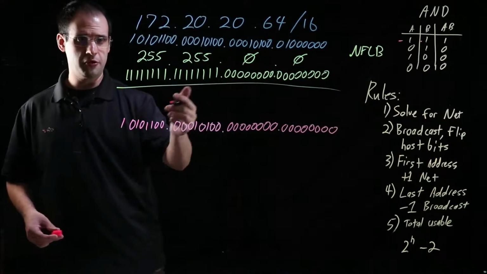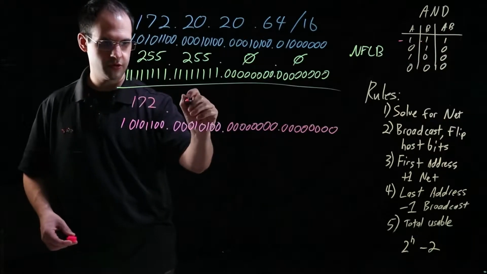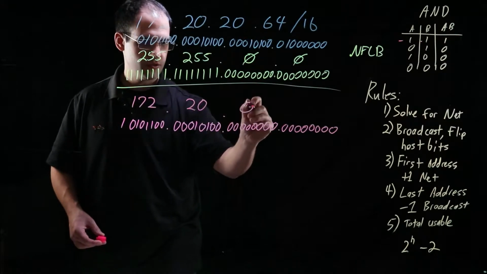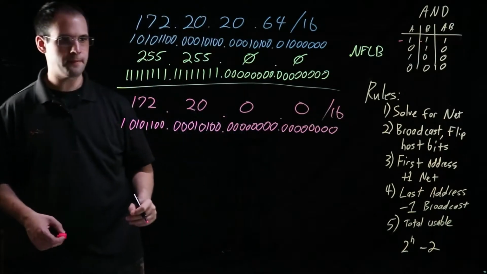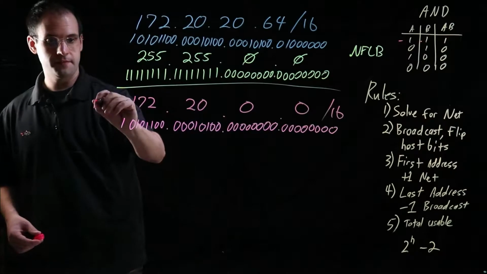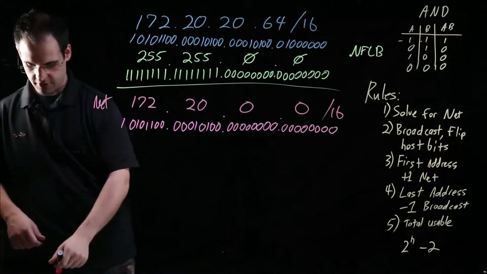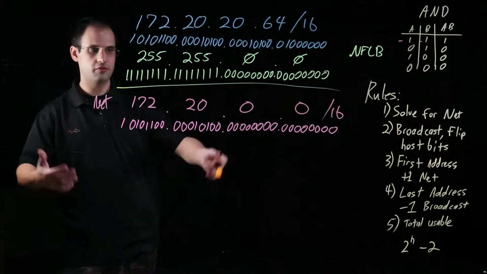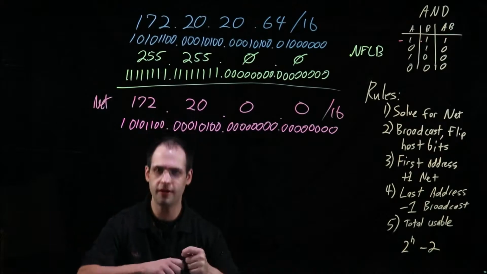Okay, so what does this look like in decimal? 172.20.0.0/16. There's my network address. The network address has been found. Awesome. So let's find the broadcast address. Step 2, we're going to grab the broadcast address.